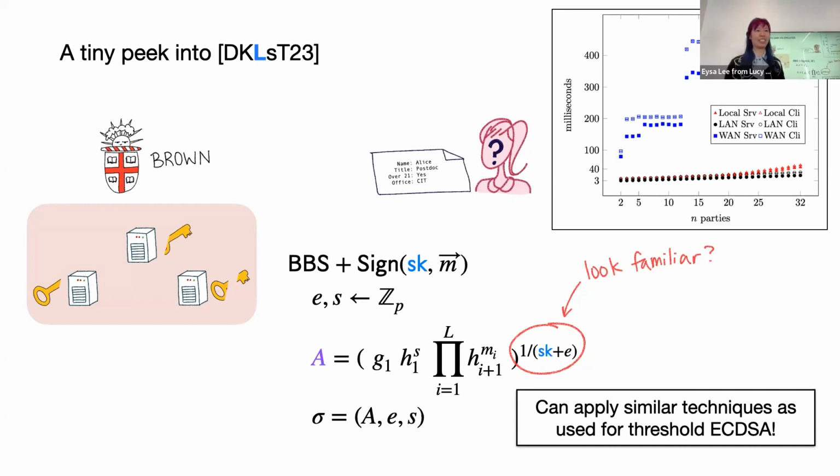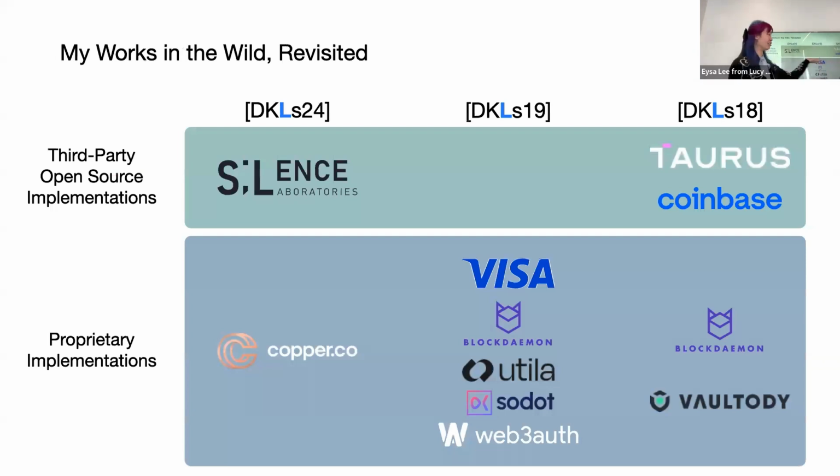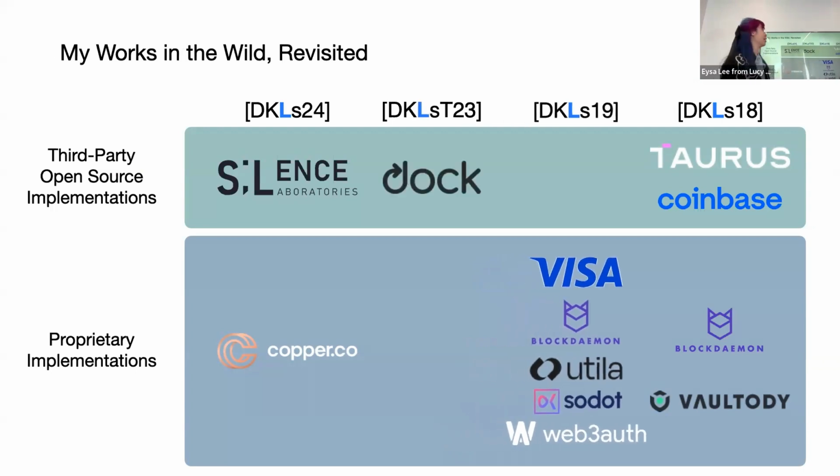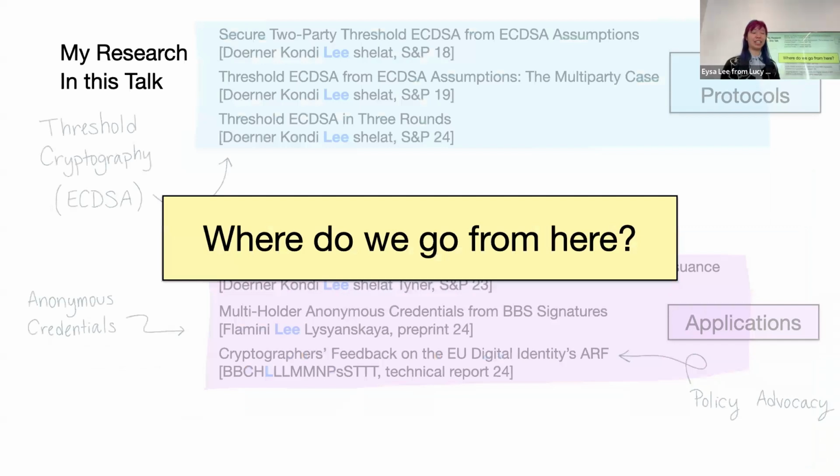Yeah, good question. And if we revisit this picture of my works in the wild, I've actually already had this distributed threshold BBS Plus protocol implemented by a third-party person. So, woohoo. And that's the main part of my works. And the question now is, where do we go from here?